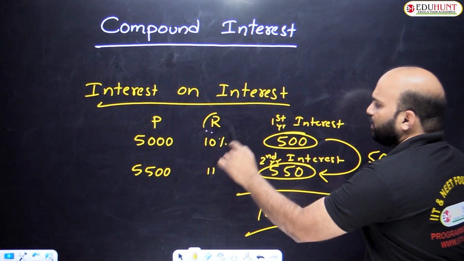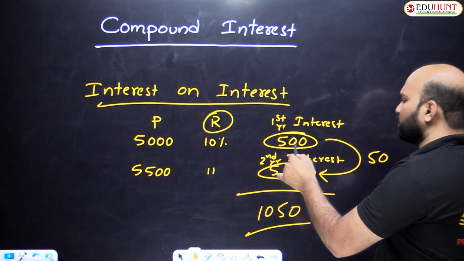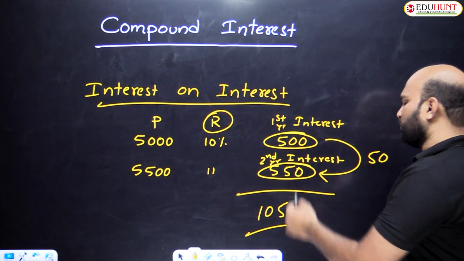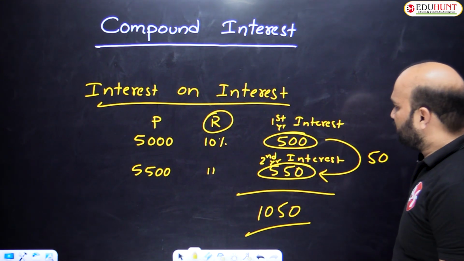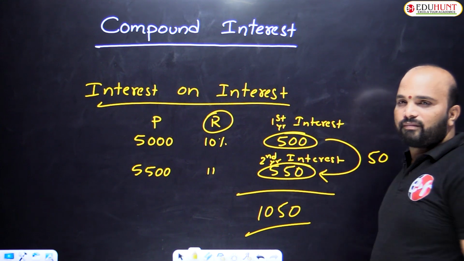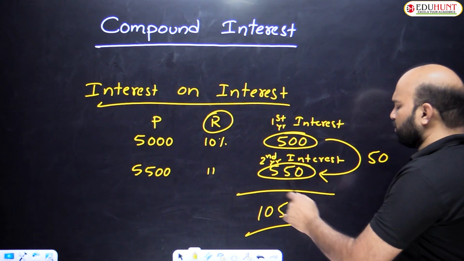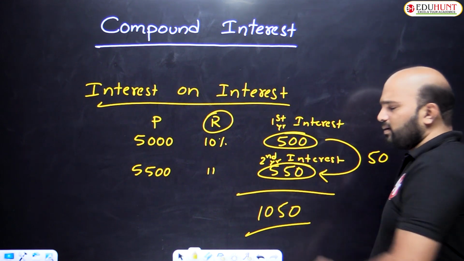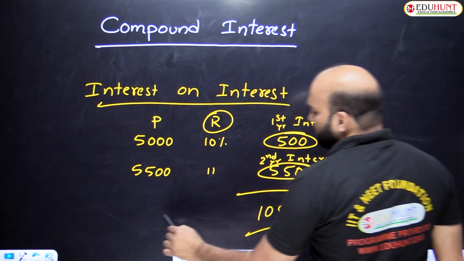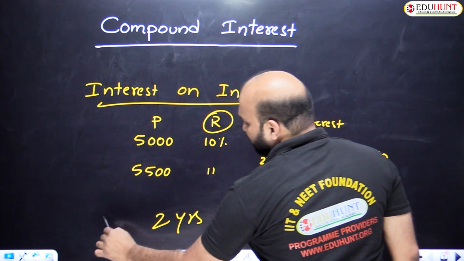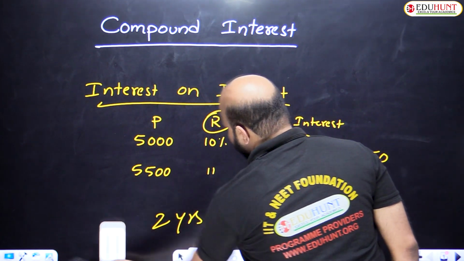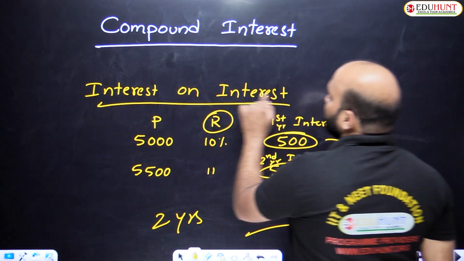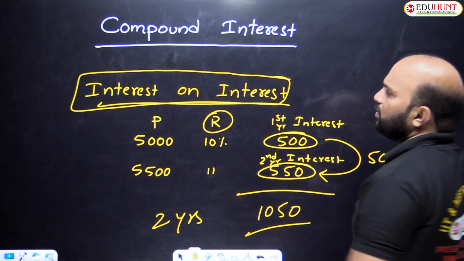So the rate of interest is already given as 10%. So 10% of the first year interest, 50, is the excess. Again, if it asks for the third year interest, what is 10% of 550? 55. 55 extra, nothing but 605 in the third year interest. But for 2 years, how much interest are we getting? 1050. First year 500, second year 550. Total 1050. So that is called interest on interest. Interest on interest is called compound interest.